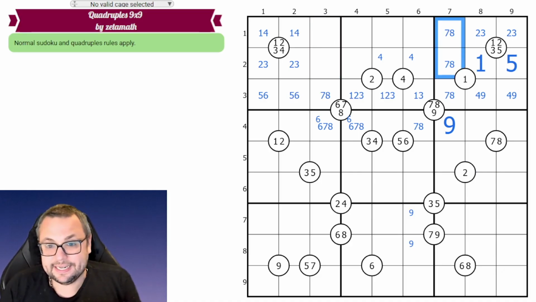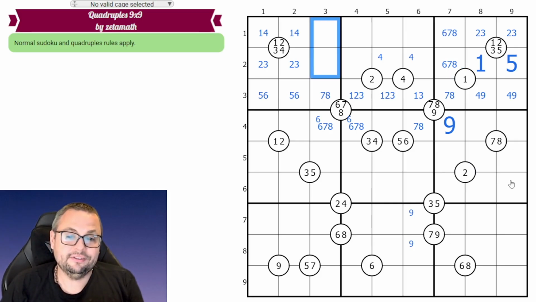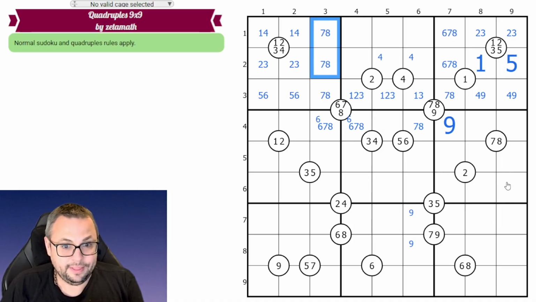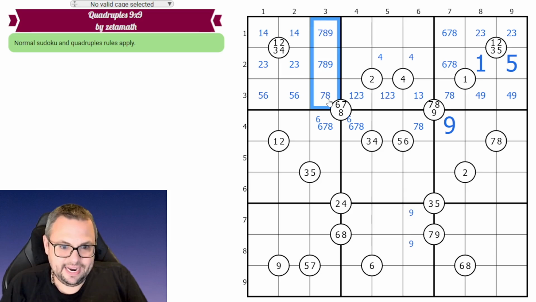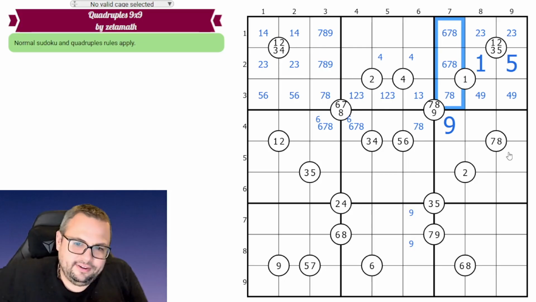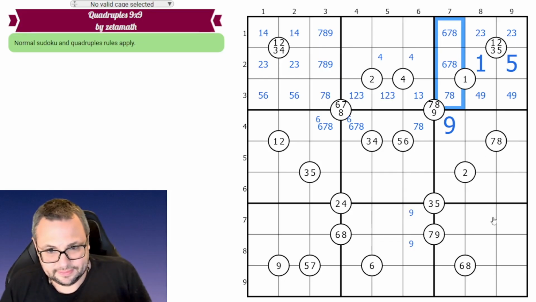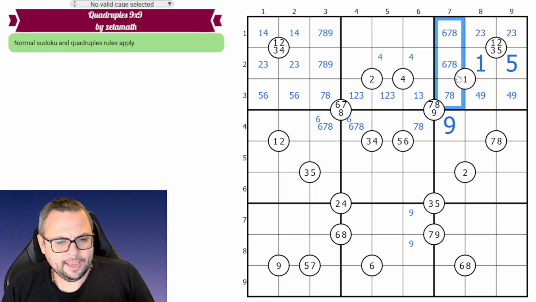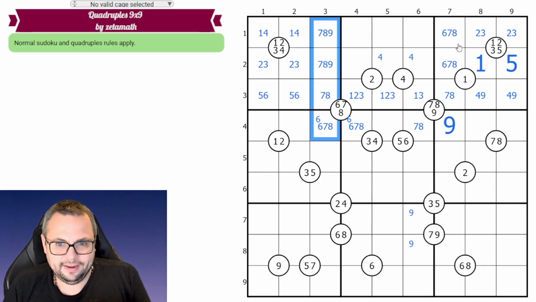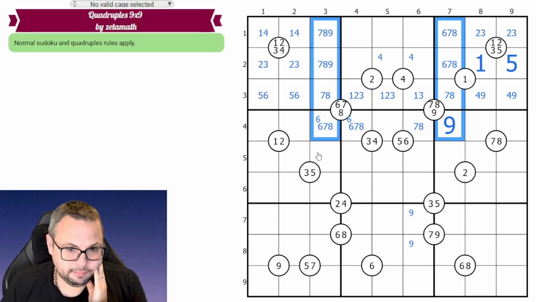So these are 7, 8, and the other one in this case is a 6. And these are 7, 8, and the other one in this case is a 9. Oops, I believe. So I think this is a 7, 8, 9. I think this is a 6, 7, 8. Hopefully that's not broken. Okay. So that gives me 2, 6, 7, 8, 9 quadruples in each of these columns.